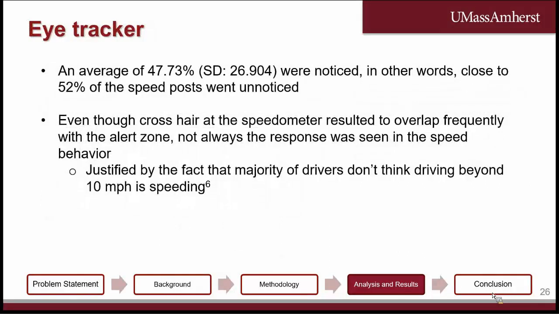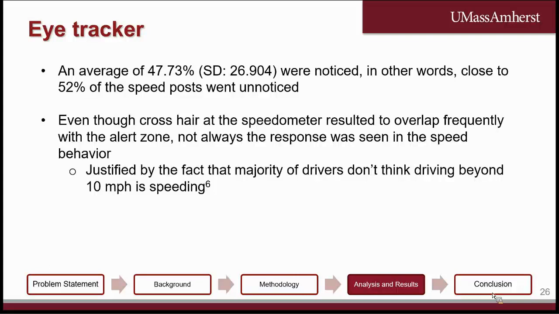The results from the eye tracker stated that an average of 47.73% of speed posts were noticed. In other words, say 52% of the speed posts went unnoticed. Even though the crosshair at the speedometer frequently overlapped with the alert zone, not always was the response seen in the speed behavior.